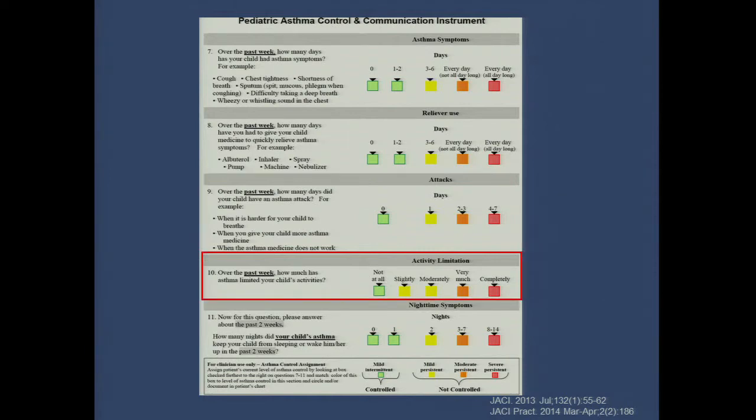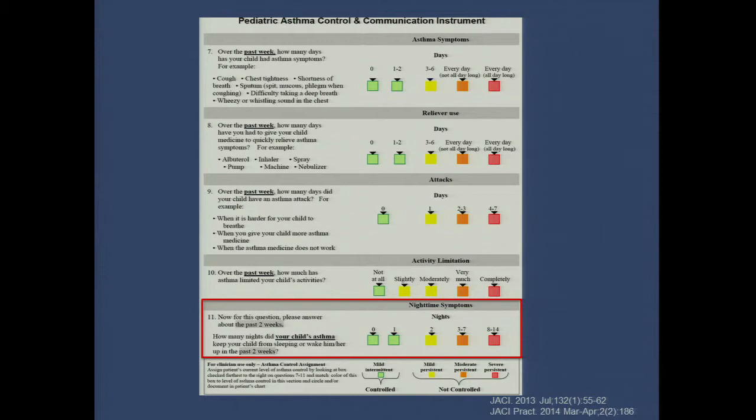Activity limitation: over the past week, how much has asthma limited your child's activities? That's from not at all to completely. And then the last question is, over the past 2 weeks, how many nights did your child's asthma keep your child from sleeping or wake your child up? That ranges from 0 nights to 8 to 14 nights out of the past 2 weeks.